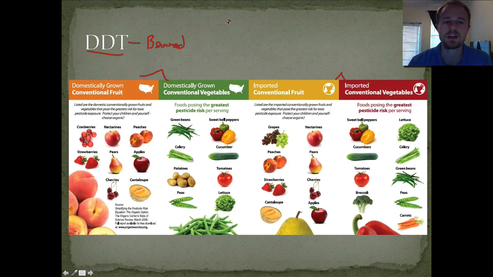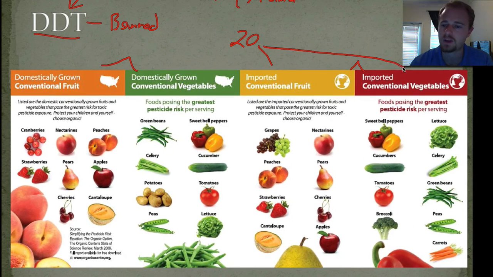DDT is great at killing mosquitoes, and mosquitoes carry malaria. So a lot of countries where malaria is a bigger problem than individuals being affected by the endocrine-disrupting pesticide DDT still use DDT. 20 countries still use DDT, and some of those countries are ones that we import our fruits and vegetables from. So that's how you can still get DDT exposure, by eating some of these vegetables that might be imported.